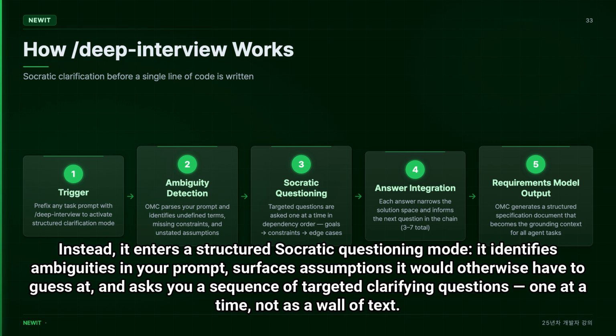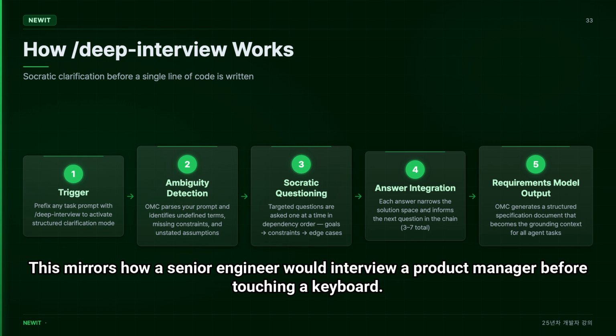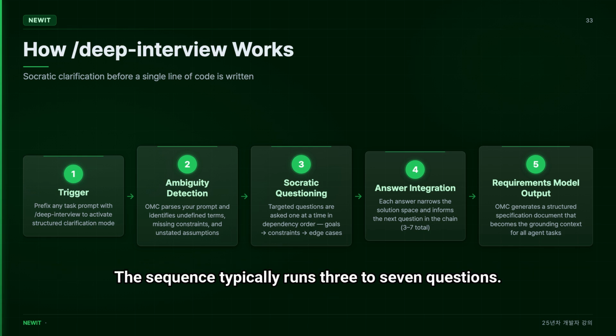It identifies ambiguities in your prompt, surfaces assumptions it would otherwise have to guess at, and asks you a sequence of targeted clarifying questions, one at a time, not as a wall of text. The questions follow a logical dependency chain: high-level goals first, then constraints, then edge cases. This mirrors how a senior engineer would interview a product manager before touching a keyboard.